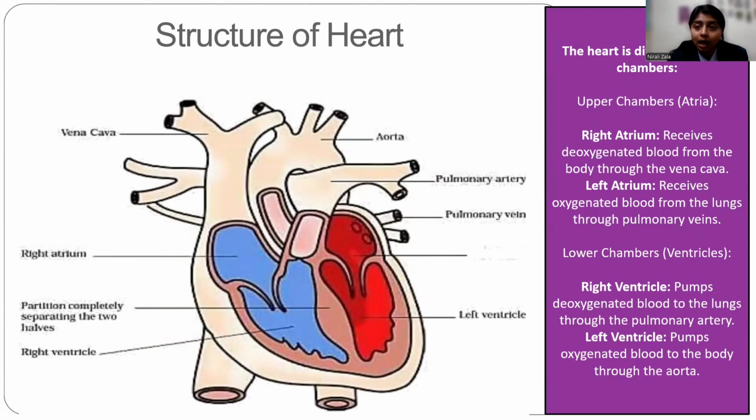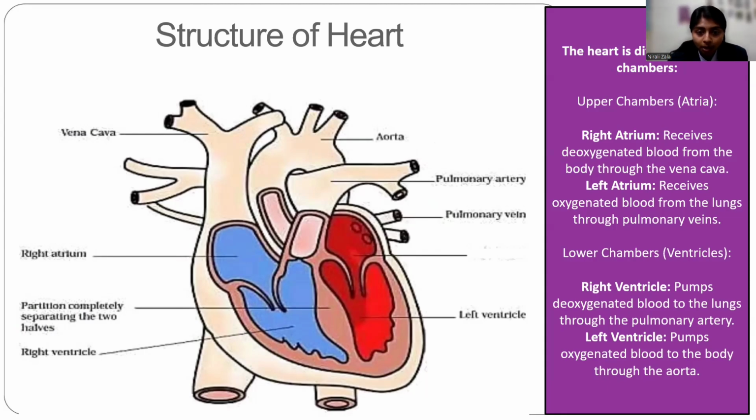Now, the heart is divided into four chambers, as we have already seen. Let's look here. Right atrium. Where is the right atrium? Here, this blue part is called the right atrium. This receives deoxygenated blood from the body through the vena cava. Now, this left atrium receives oxygenated blood, which is represented in red color, right? This receives blood from the lungs through the pulmonary vein.